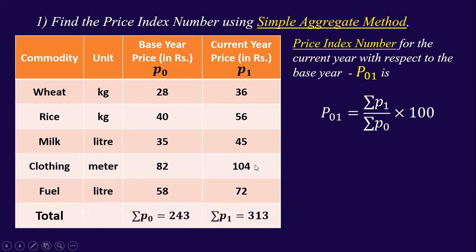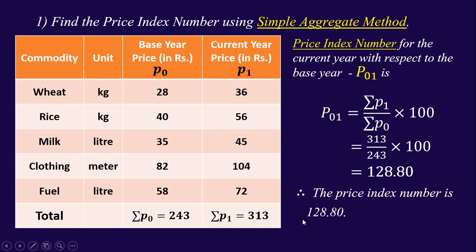So in the same table here we add this last row. Here we get total of this column, summation P0, is 243. Total of the values in this column, summation P1, is 313. Now we substitute these two values, summation P0 and summation P1, in this formula. So we get it is equal to summation P1, 313, upon summation P0, 243, into 100. This calculation gives P01, that is, the price index number, as 128.80.